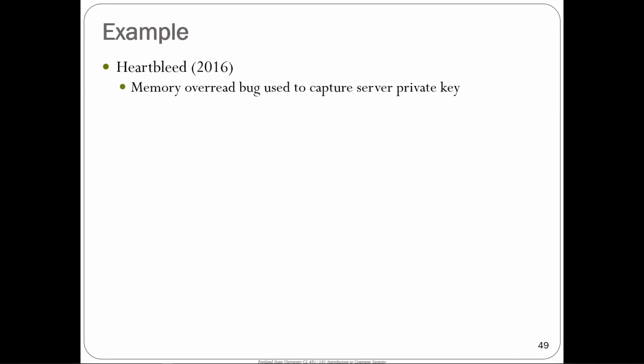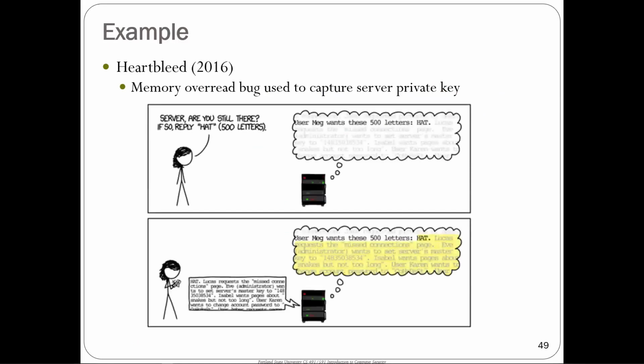Okay, so Heartbleed was a memory overread bug that was used to capture server private keys. And so, the obligatory XKCD. This is hilarious, one of my favorite XKCDs. I mean, a lot of them are my favorite, but this is basically like, hey, let me explain Heartbleed. Hey, server, if you're still there, reply with hat, and hat has 500 letters. And then the server is like, okay, here's hat with 500 bytes, or with 497 bytes afterwards, and it would just give it to you, including the server master key. So he even put that in here. Here's where the server master key is set to 148.